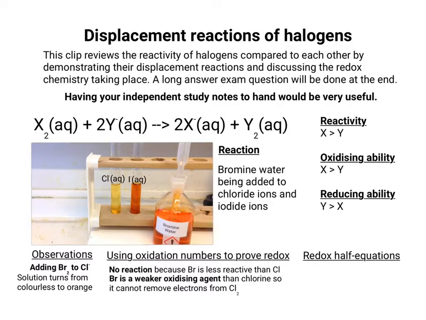So first, looking at adding bromine water to chloride ions, the solution turns from colourless to orange as the bromine is added, but there's no reaction because bromine is less reactive than chlorine, so bromide or bromine, either of them, are weaker oxidizing agents than chlorine, so they cannot remove electrons from Cl2.